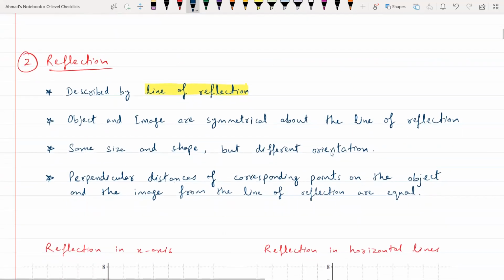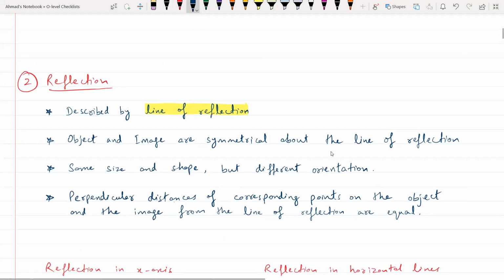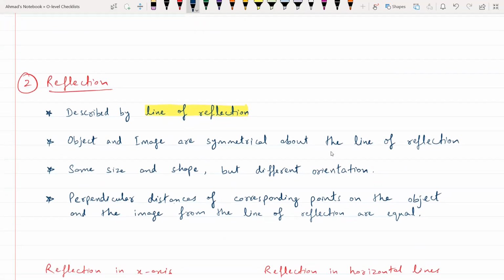Now the next is reflection. Now, how is a reflection defined? Reflection is defined by a line of reflection. ठीक है, एक line of reflection आप बता दो, that fully describes a reflection. अब इसमें होता क्या है? आपकी जो भी line of reflection है, your object and the image, they are symmetrical about that line of reflection, right?